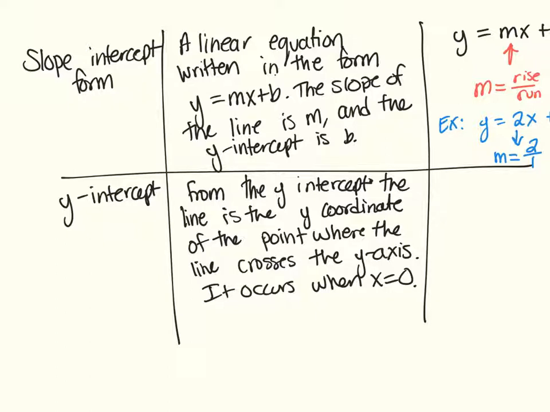So the definition reads: the y-intercept of a line is the y-coordinate of the point where the line crosses the y-axis. It occurs when x is equal to 0. Go ahead and write this down, pause the video, and I'm going to show you the picture.